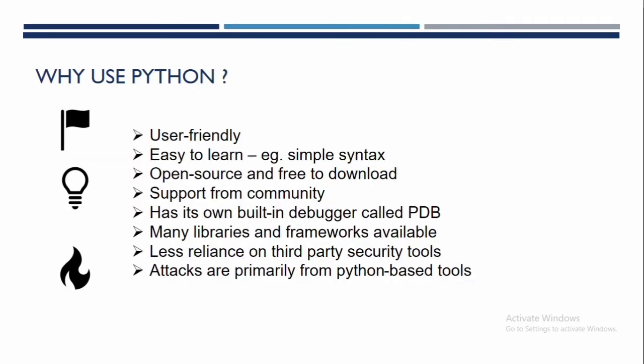So why use Python? There are several reasons. One of the main reasons is that it is very user-friendly. It is easy to learn. For example, it has much simpler syntax compared to Java. It is also open source and free to download. Other than that, it has continuous support from a community that works continuously to make it a better programming language. And it also makes debugging a lot easier because it has its own built-in debugger called EDB.